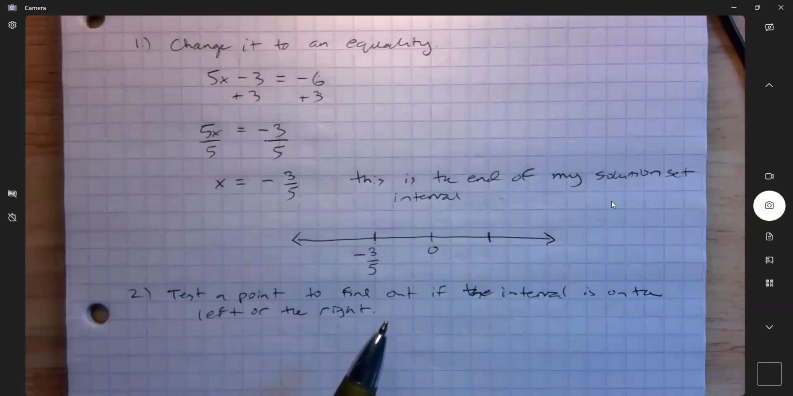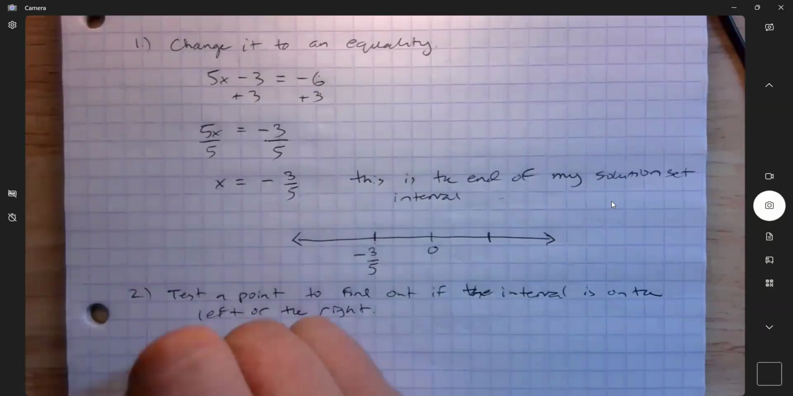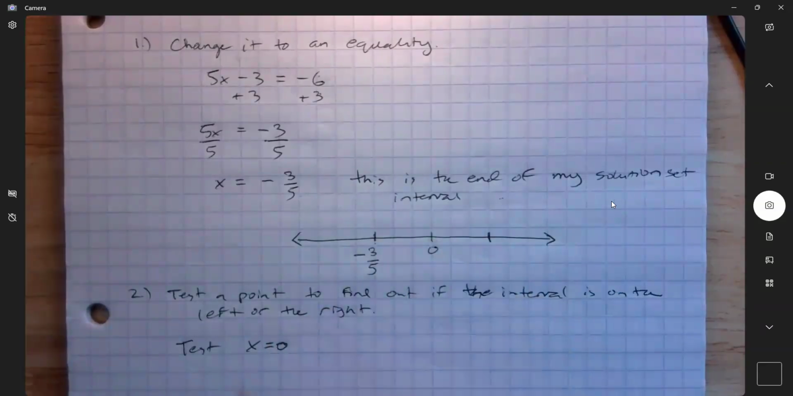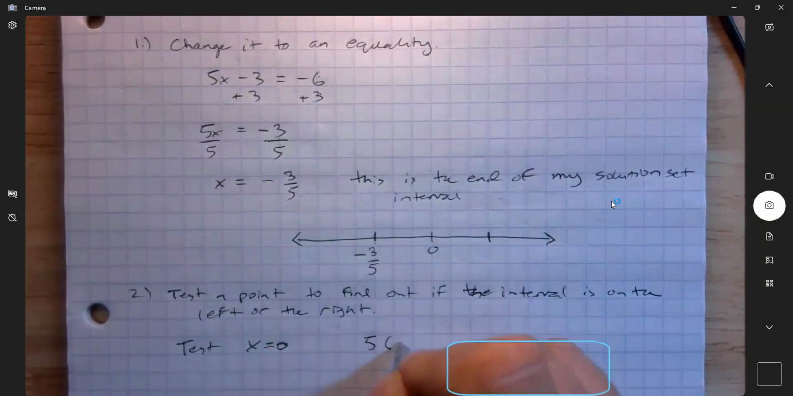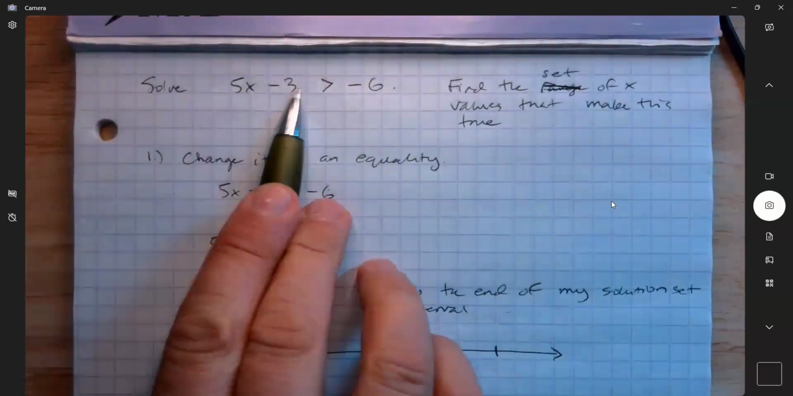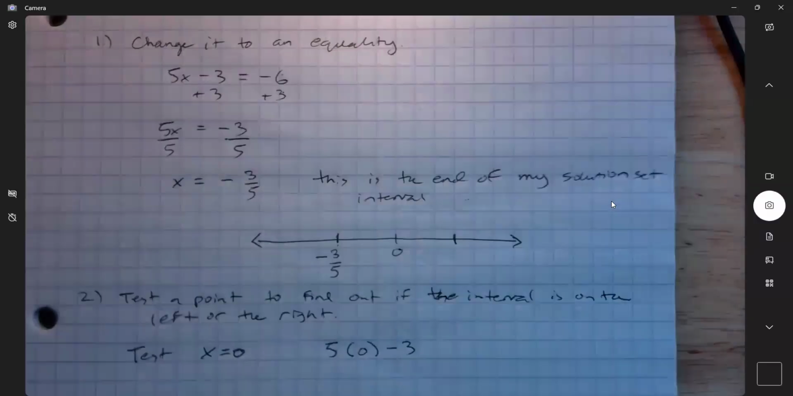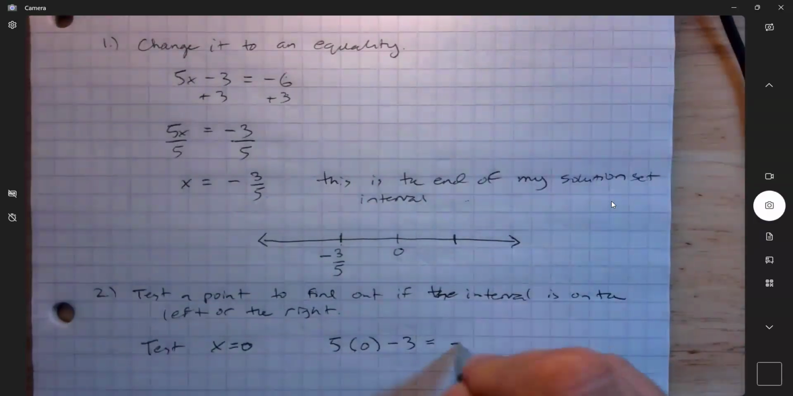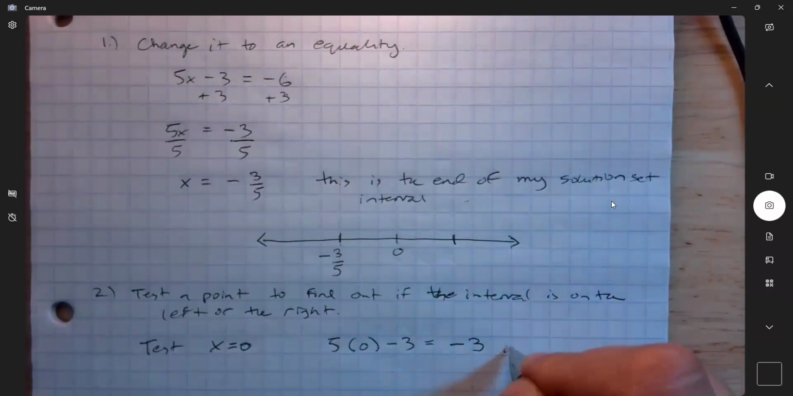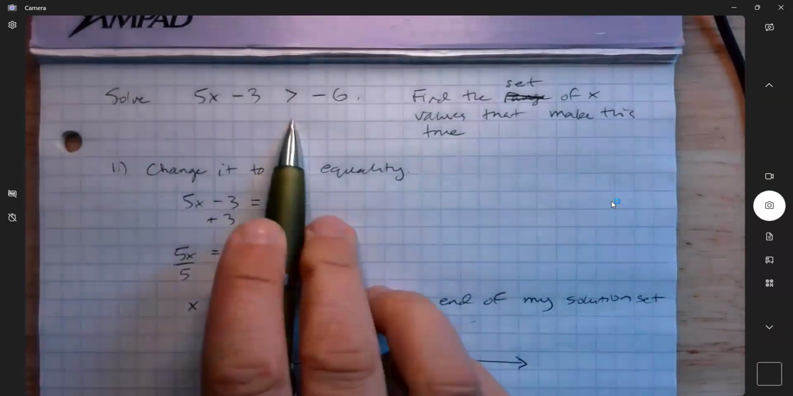So we're going to test a point, something easy. I've always found 0 to be the easiest point. So let's test x equals 0. The only time you can't test it is if that is actually your endpoint. Let's put 5 times 0 minus 3, because that was our original inequality. Well, 5 times 0 is 0. That's -3. And my question is, is this greater than -6? Because that was our original inequality.